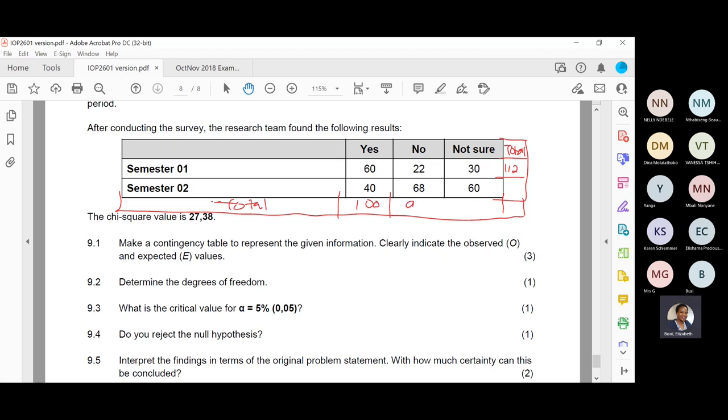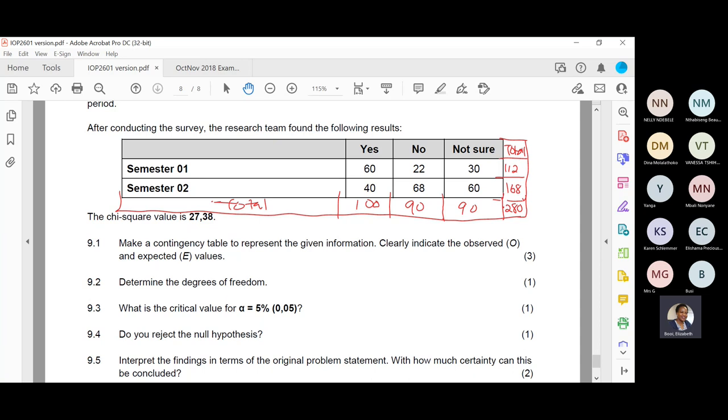Now I forgot 90 and 90 again. 8 and 2, 20. 168. And the grand total is? 280. It's 280. This one too, write it nicely. 280. Okay, so you need that, but you also need the expected value.